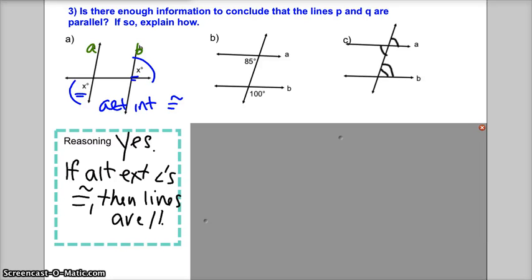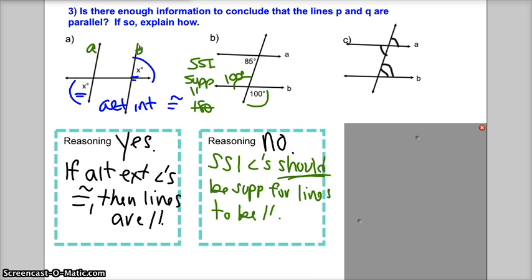They may not be corresponding or alternate interior or any of that, but using vertical angles, I can move the 100-degree angle inside here. By moving it inside using vertical angles, I've created same side interior angles. Same side interior angles need to be supplementary. Let's check. 100 plus 85 does not add up to 180 degrees like it needs to. So no, there is not enough information to conclude. Same side interior angles should be supplementary in order for lines to be parallel. I drew these lines as if they were parallel, but if you were to go to the applet that we used at one point with all the lines and the angles, or if you were to draw this out, these are not actually parallel.